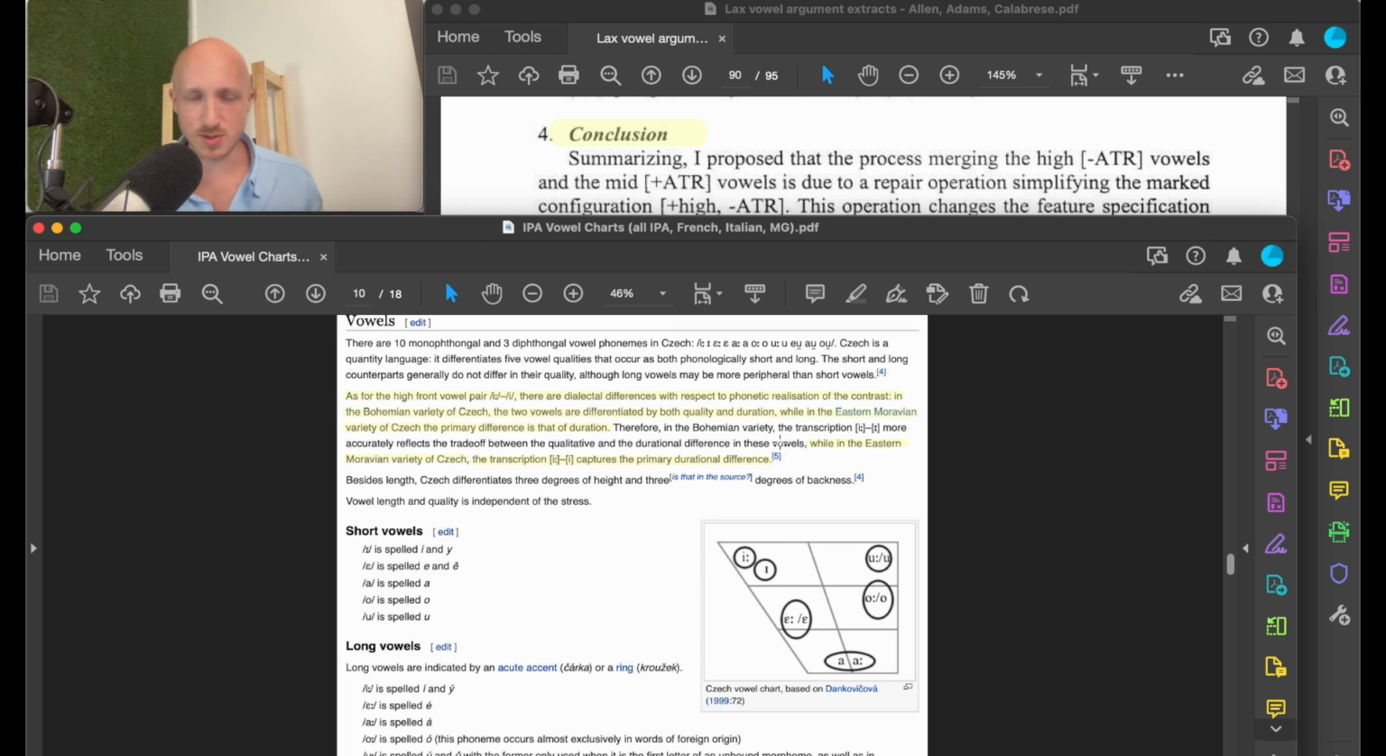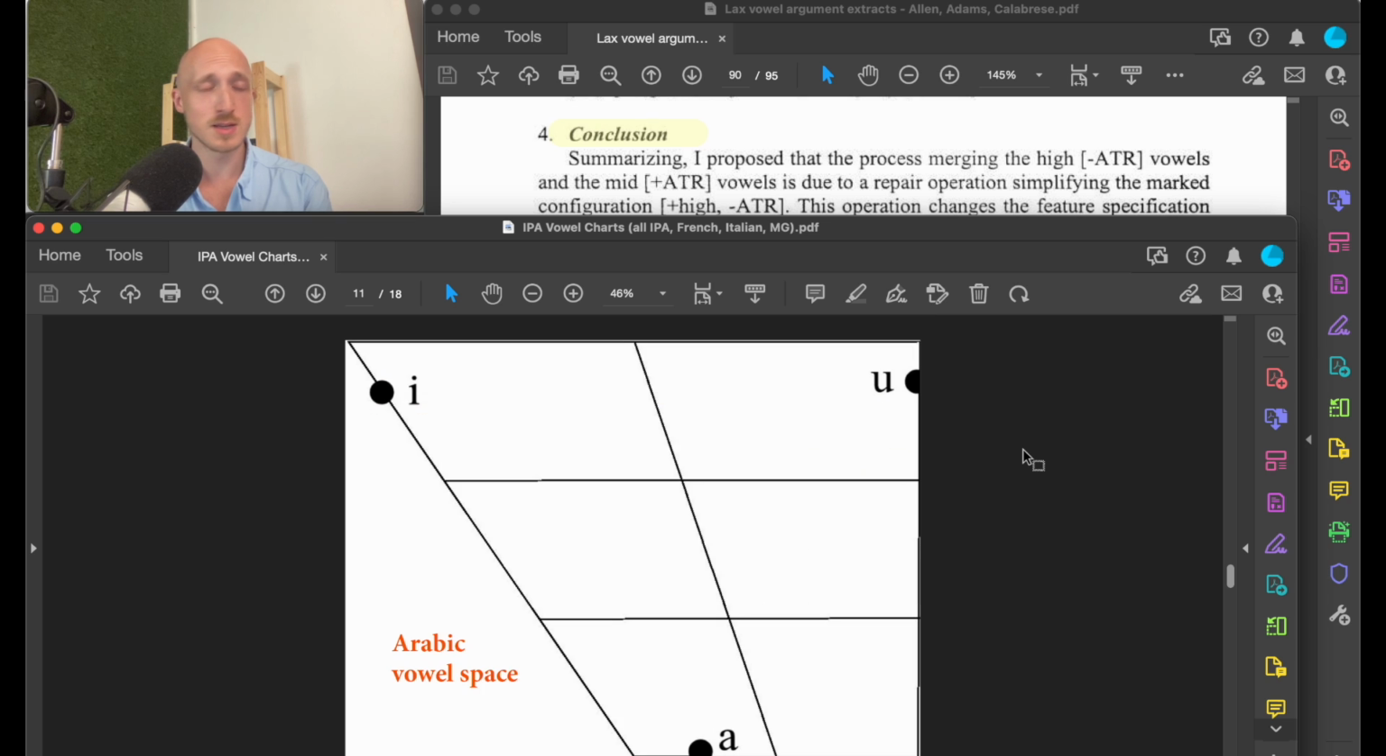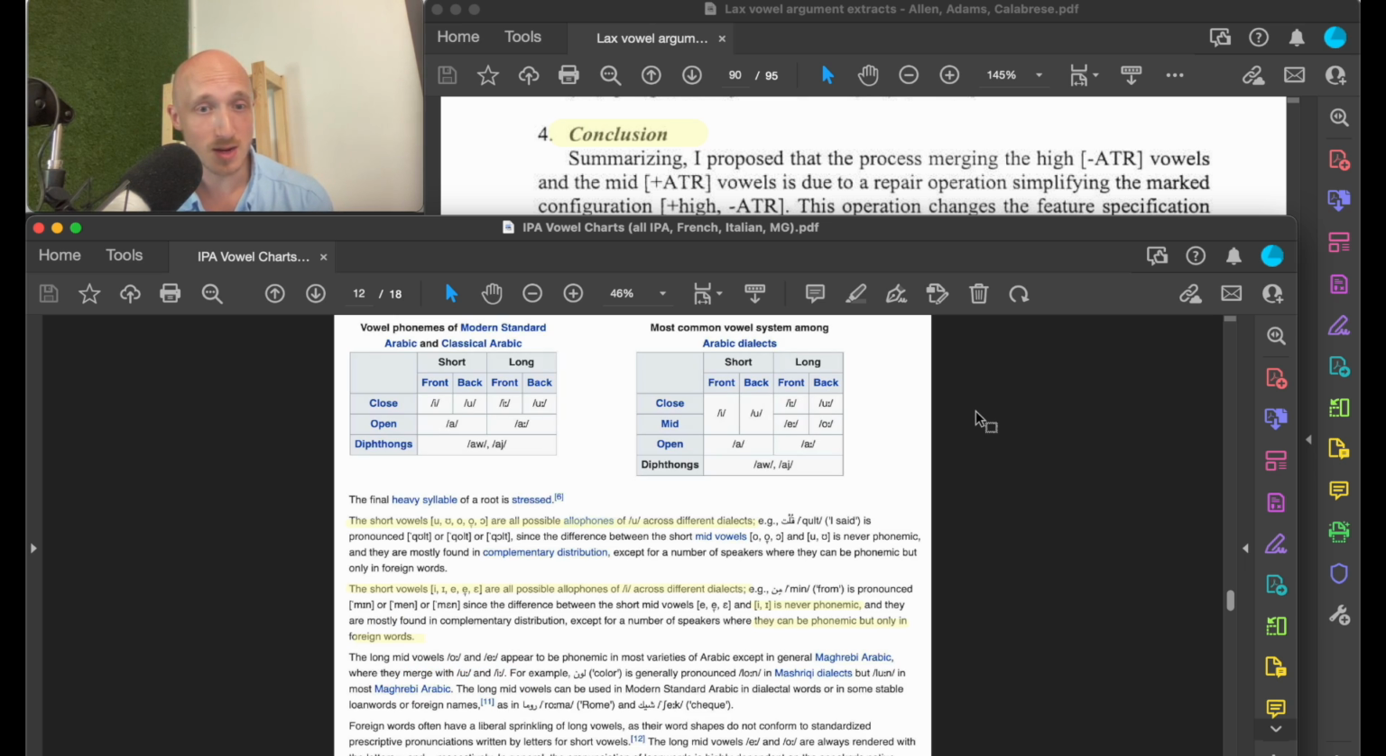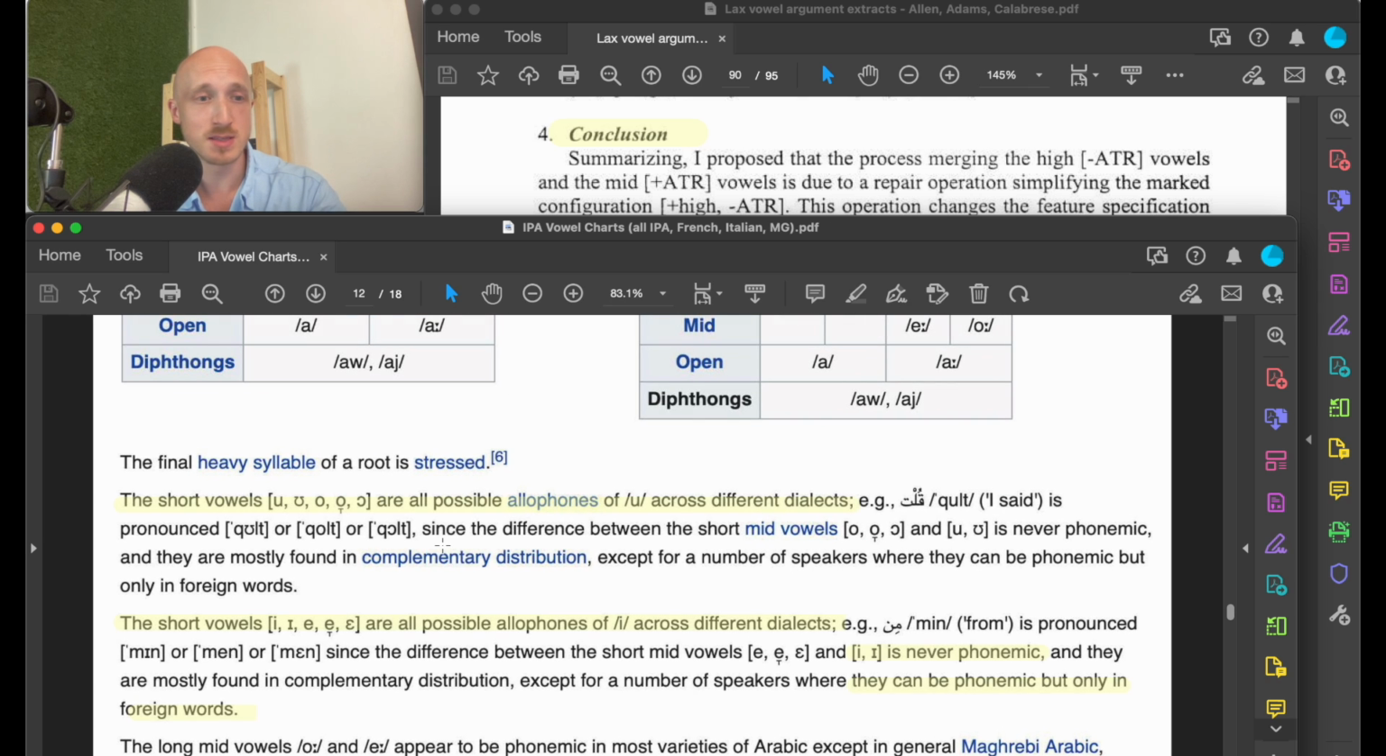Well, maybe we should leave Europe and try Arabic. Arabic has phonemic vowel length, right? Well, it absolutely does. But it only has 3 cardinal vowels, a, I, and u. And I'm aware that you can hear I and u in Arabic speakers. But as explained here, the short vowels can have a huge range of variation. And they're all possible allophones of u across different dialects. And also the short front vowels, they're all possible for the I vowel.